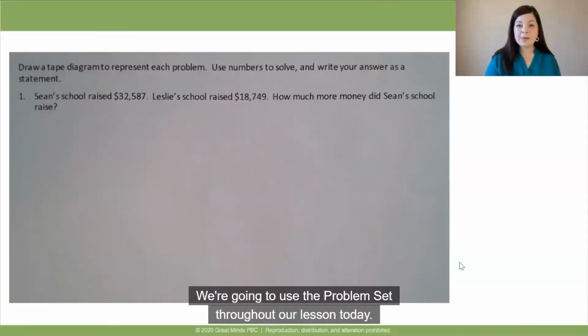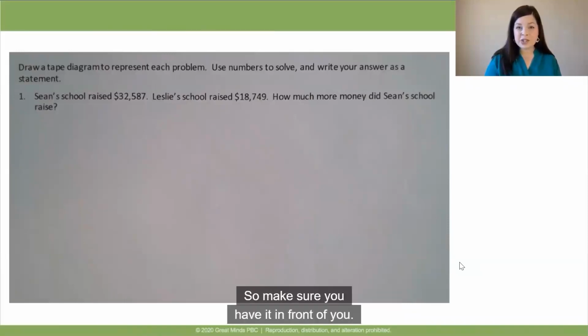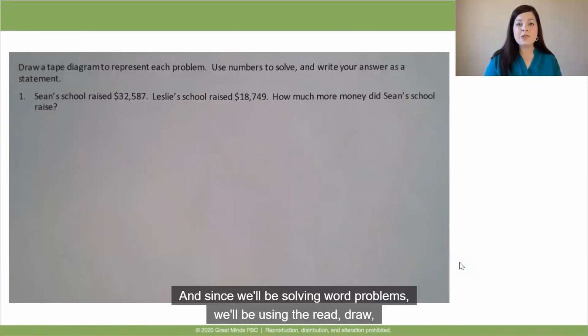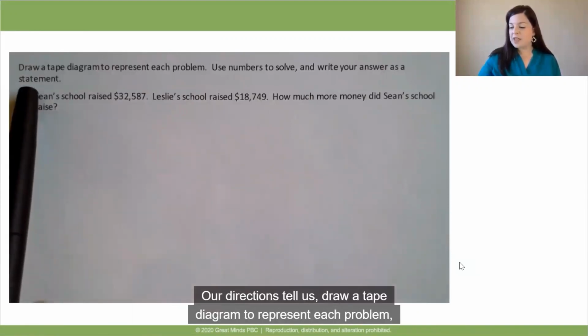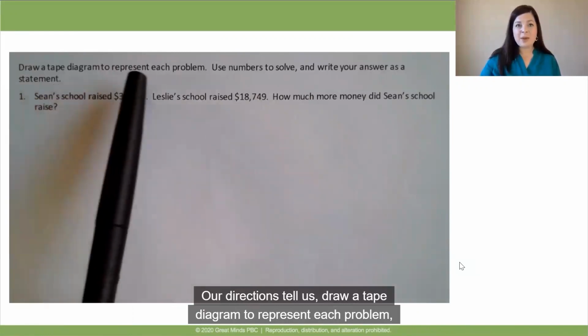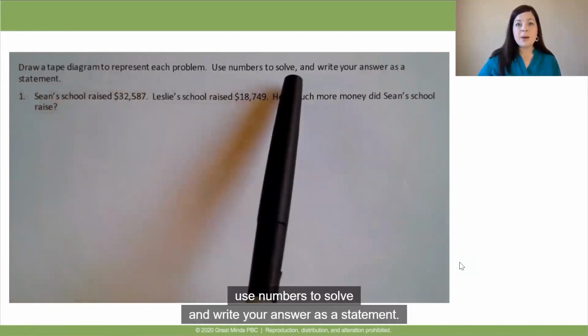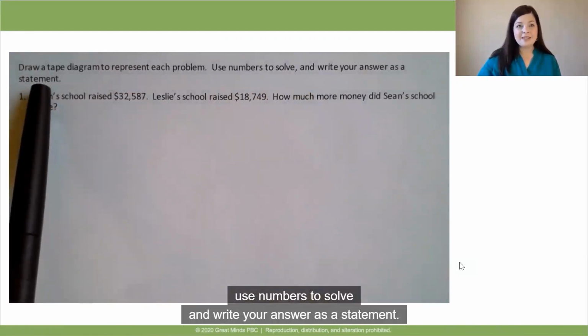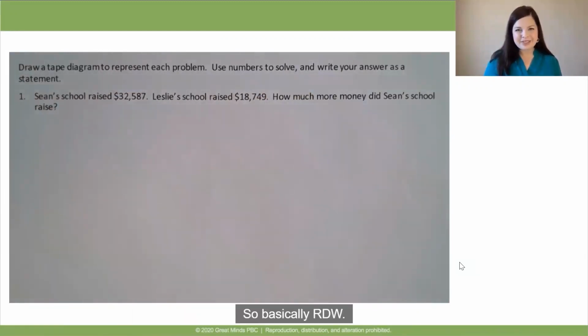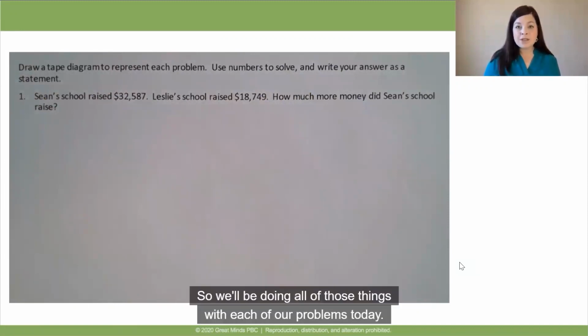We're going to use the problem set throughout our lesson today, so make sure you have it in front of you. And since we'll be solving word problems, we'll be using the read, draw, write, or RDW process to help us make sense of the problems. Our directions tell us, draw a tape diagram to represent each problem, use numbers to solve, and write your answer as a statement. So basically, RDW. So we'll be doing all of those things with each of our problems today.